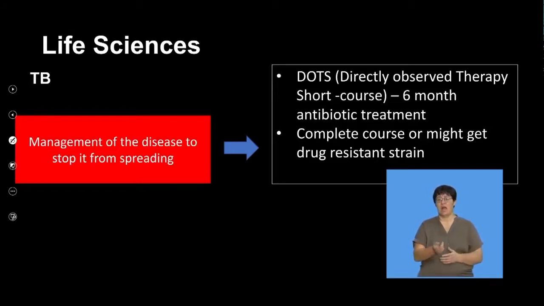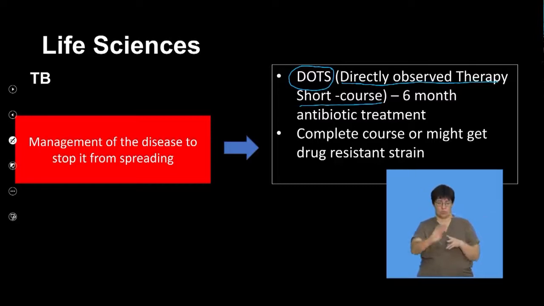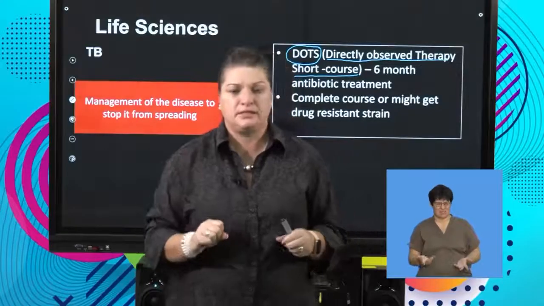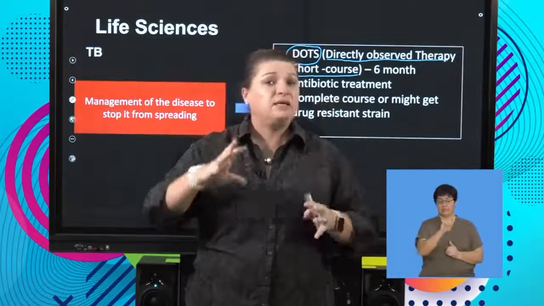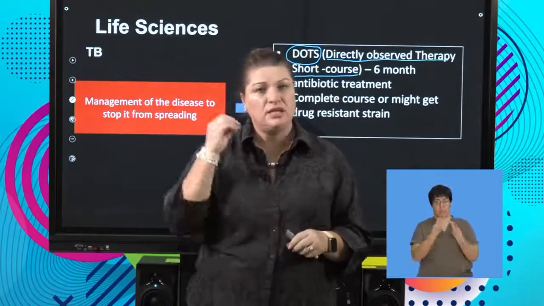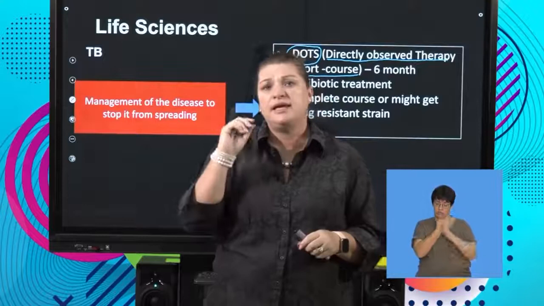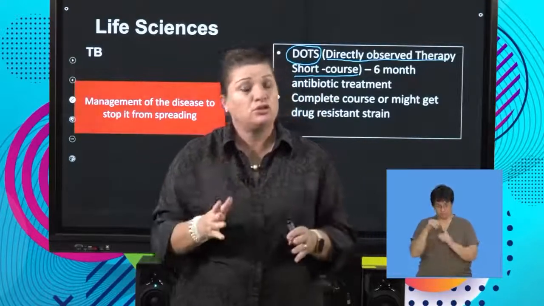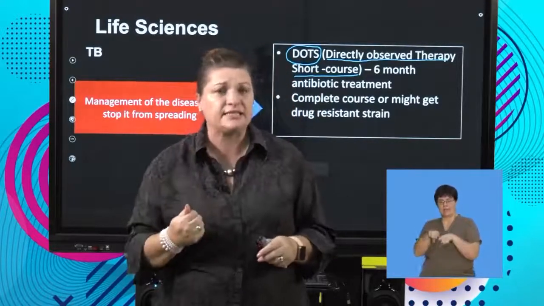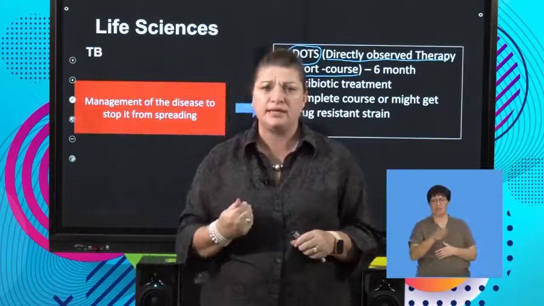The treatment is called DOTS, and that means directly observed therapy short course. What does it mean? It simply means this. TB can be cured if you have the TB that's not drug resistant. If you are able to go to a doctor, you must get yourself tested. It's the same as HIV, know your status.